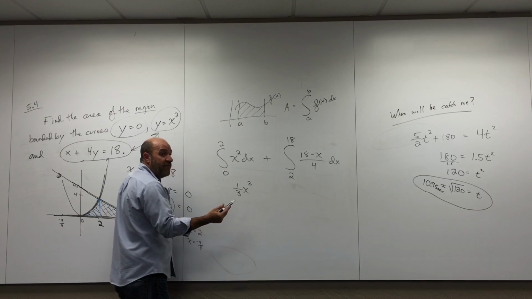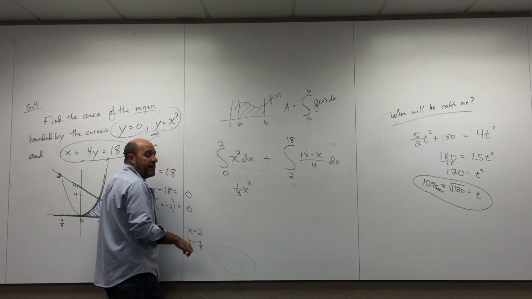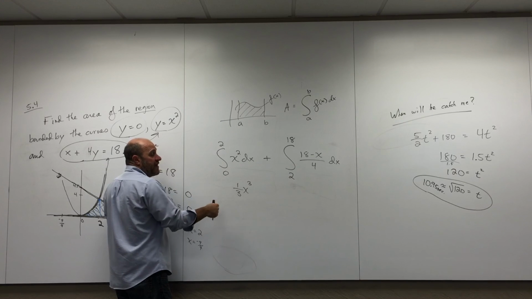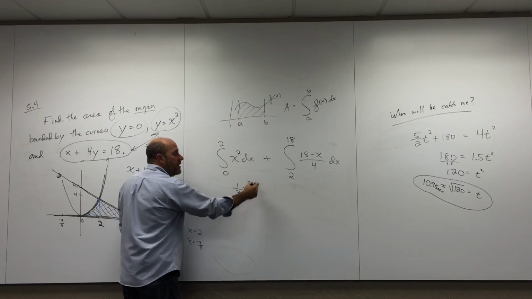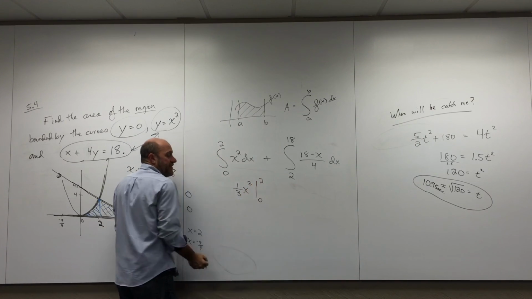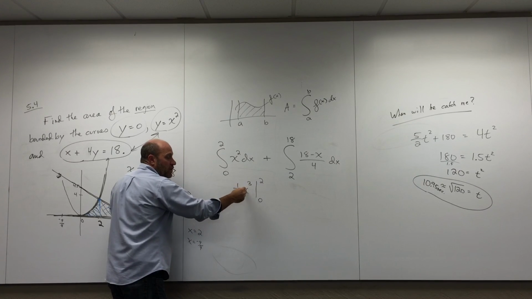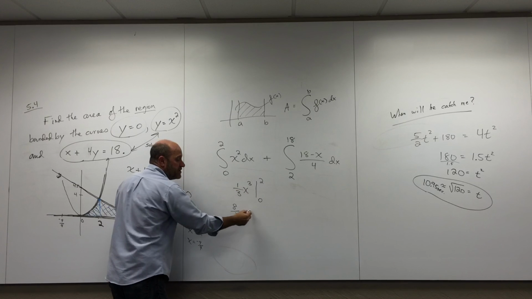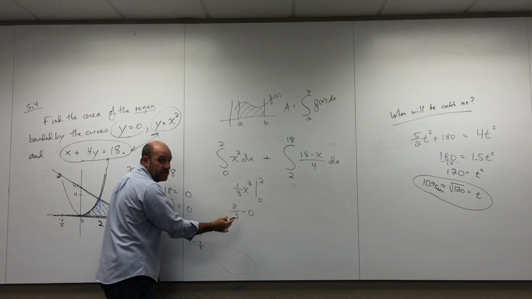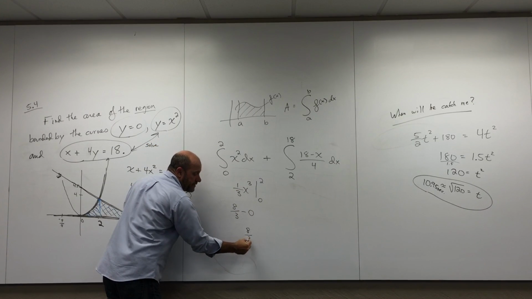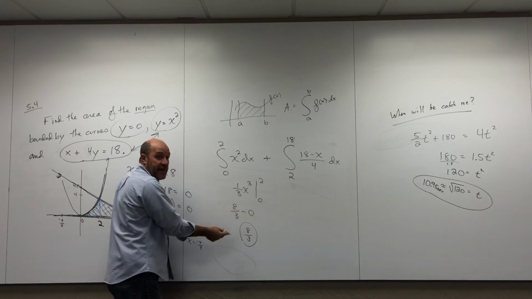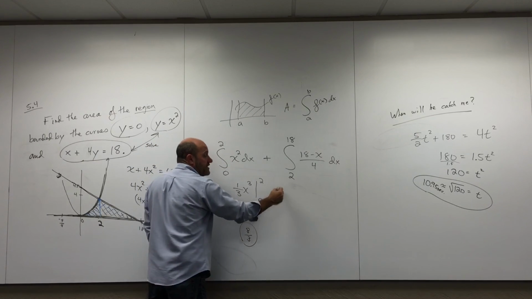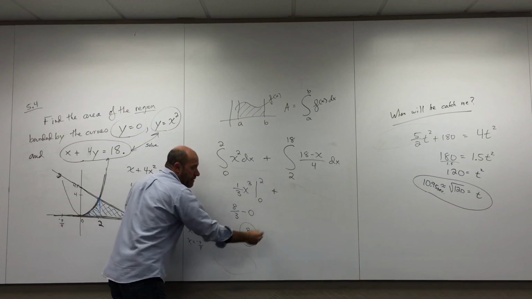Here's the new part of 5.4 that I've alluded to two or three times, but it's very new until you get to 5.4. Now you evaluate from 0 to 2. That means you plug in the 2, which is 8/3, minus you plug in the 0, which is 0, and so the answer is 8/3. Again, that's only half the answer, so to speak. We got to work on this other integral over here.